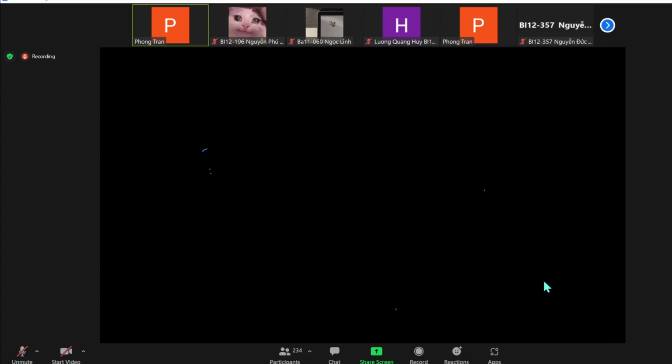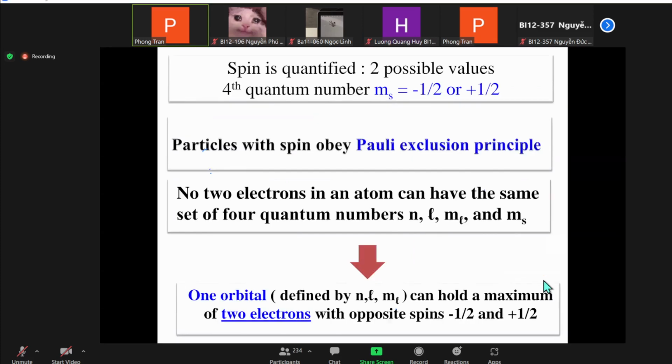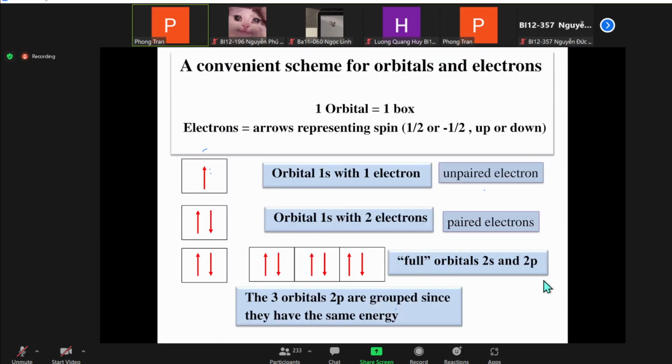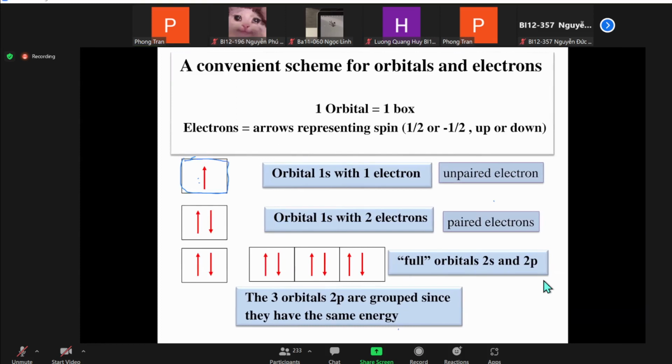So as we mentioned, the electron has two spin numbers, minus half and positive half. And in one orbital, we will have a maximum of two electrons with opposite spin numbers. So now, how can we draw an orbital? Basically, a convenient scheme for orbitals and electrons to be described: you describe one orbital by one box and one electron by an arrow representing the spin half or minus half, up or down. So let's say here you have one box representing one orbital, and one electron is one arrow. When it's up, it means the spin number is half. And here you have the second spin number, which is minus half. Okay? It's not difficult to understand.